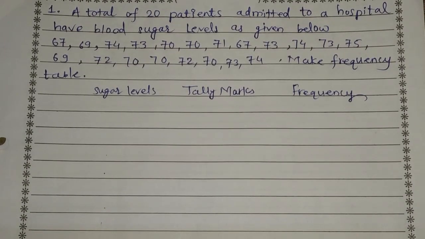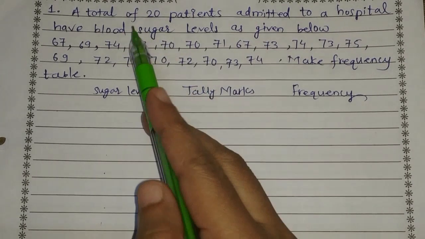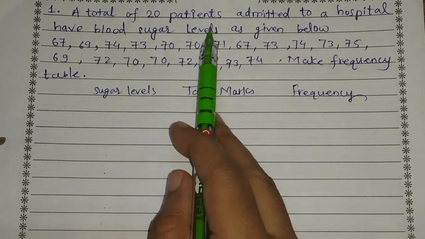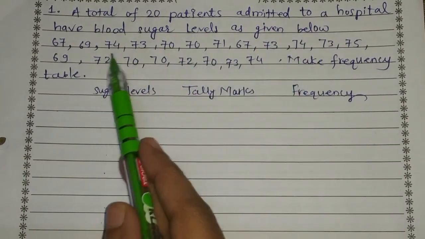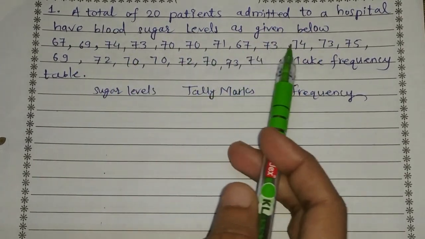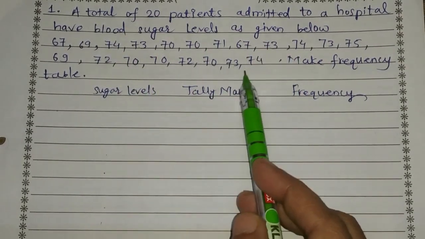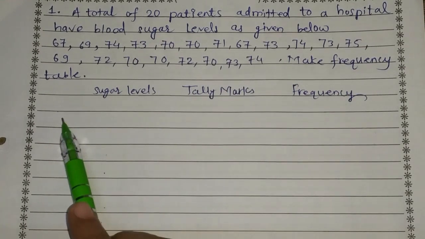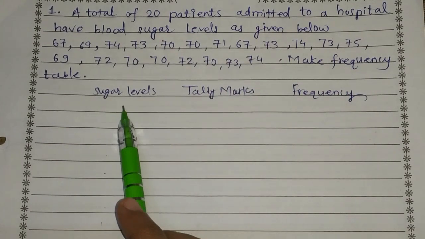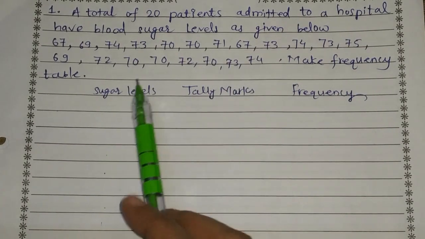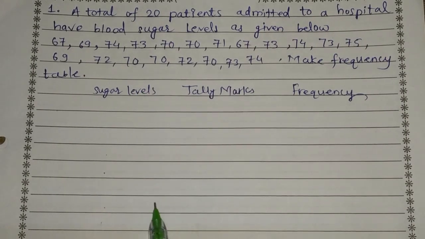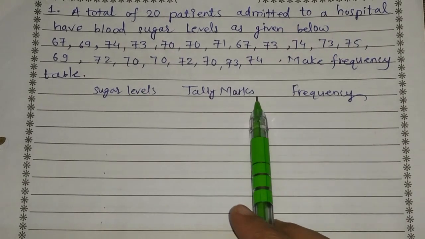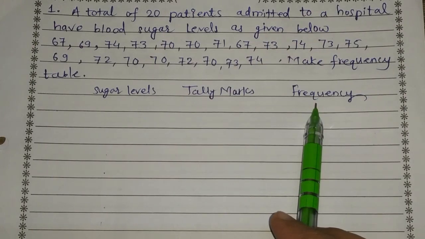Welcome back, dear students. In today's video we are going to see an exercise related to data handling. Our first question is: a total of 20 patients admitted to a hospital have blood sugar levels as given below. We have been instructed to make a frequency table. For making a frequency table, you need to write down sugar levels, then another column will be tally marks, and then frequency.